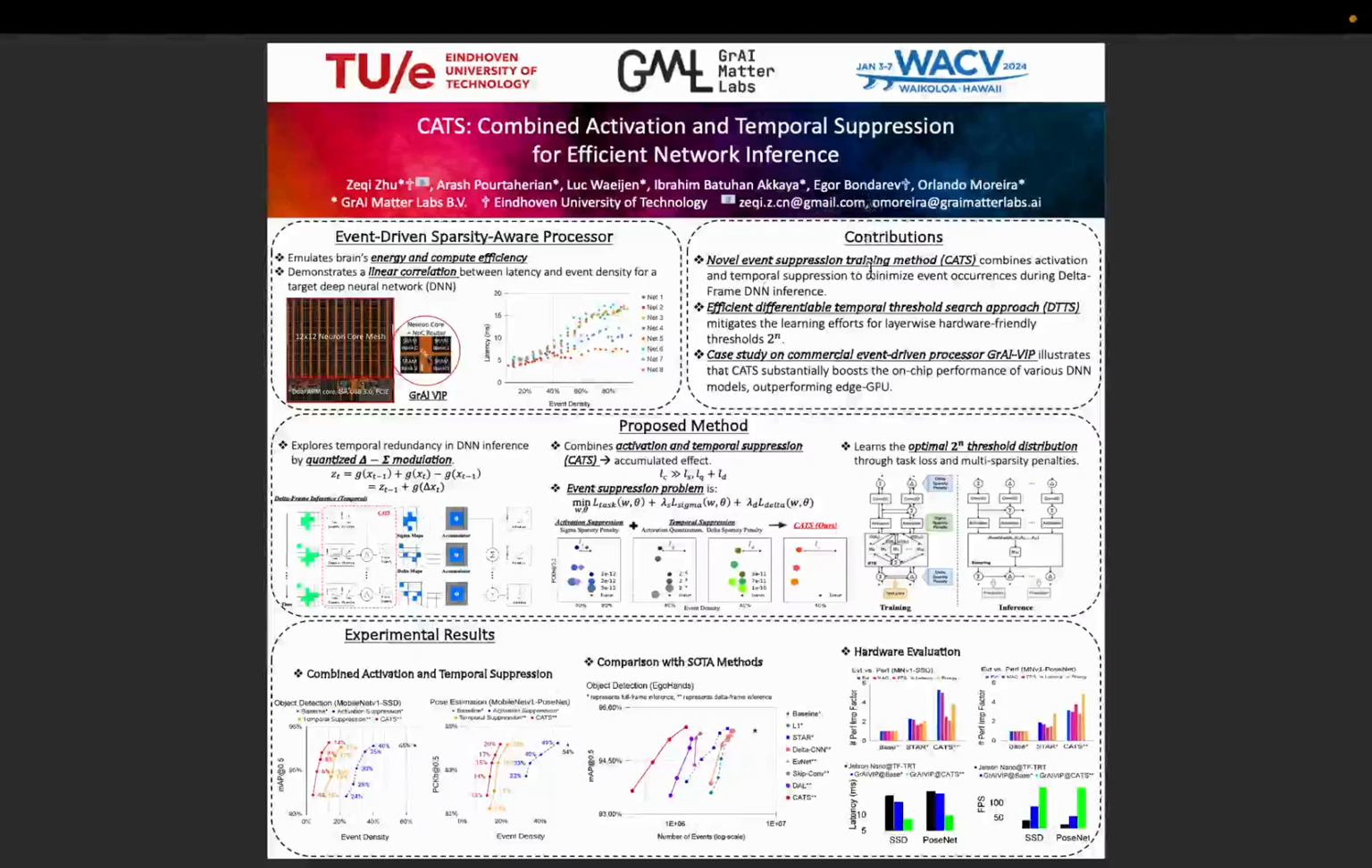In this work, first we develop a novel event suppression tuning method called CATS, which combines activation suppression and temporal suppression to minimize event occurrence in both activation maps and temporal delta maps during network inference. Second, we observe that a higher threshold value enables more event suppression in the temporal domain. So we propose an efficient differentiable temporal threshold search approach called DTTS, which automatically searches for the optimal power of two thresholds for each layer, enlarging the temporal sparsity while maintaining the model accuracy. Lastly, we also did a case study on a commercial event-driven processor, GrAI-VIP, to show a real-world performance gain through our proposed method.